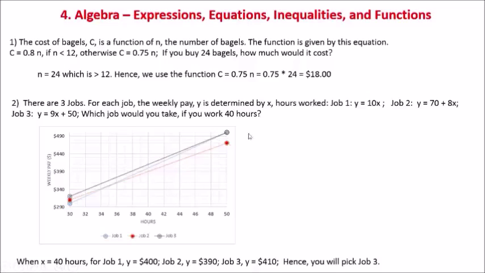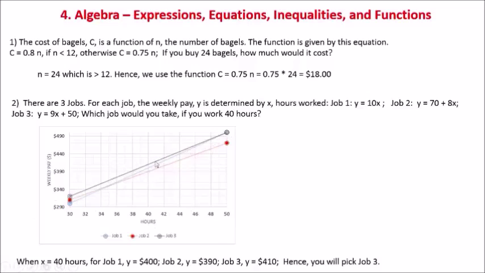So if they give you the graph based upon 40 hours or 42 hours, 44 hours, whatever the hours you work, you can read off the graph and see which job you would take. And then if you look at this graph here, job 3, whether you work 30 hours or 36 hours or 44 hours or whatever number of hours you work, it seems like job 3 is going to pay you the most, so you will go with job 3, okay?